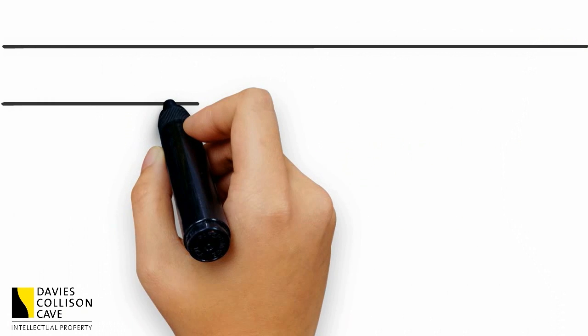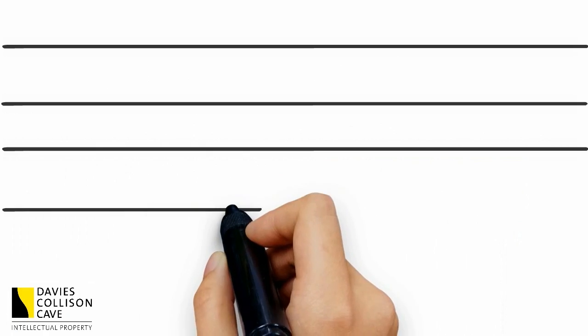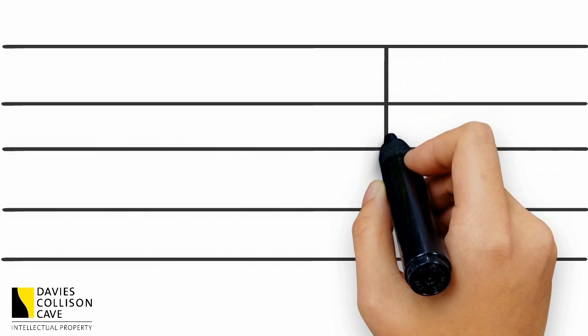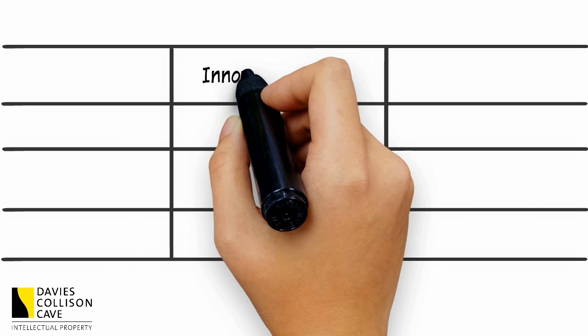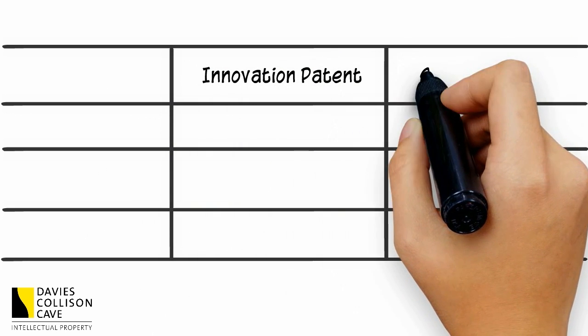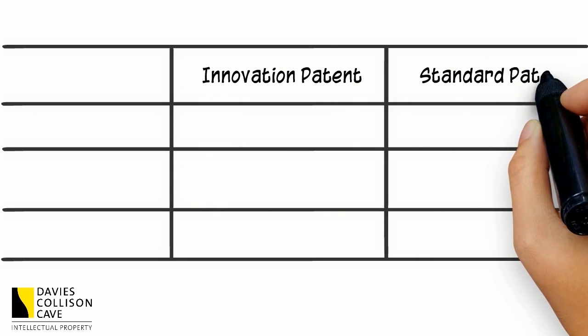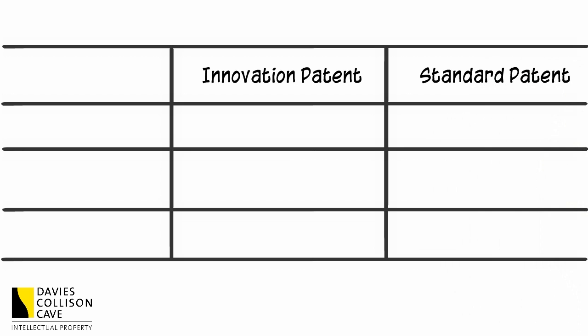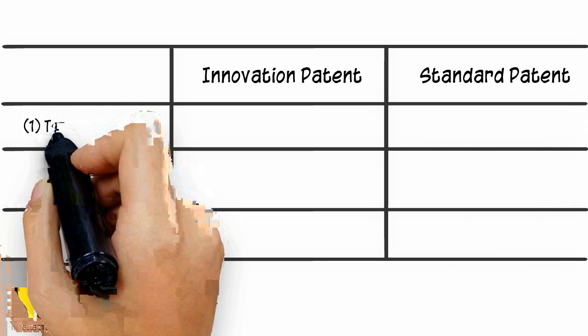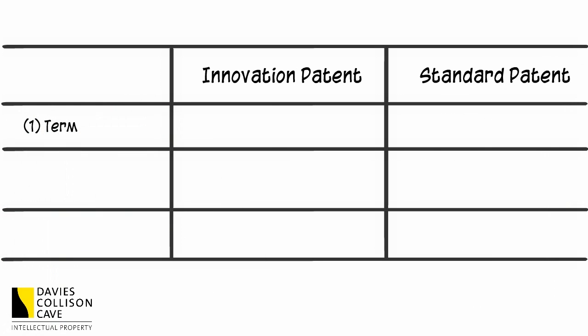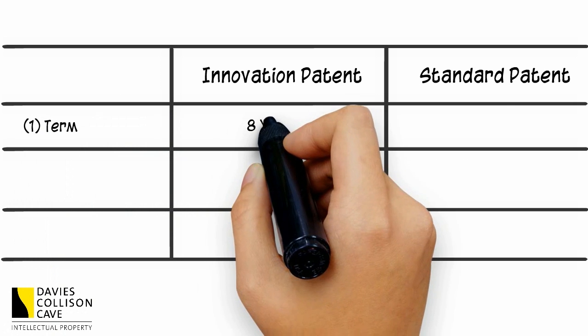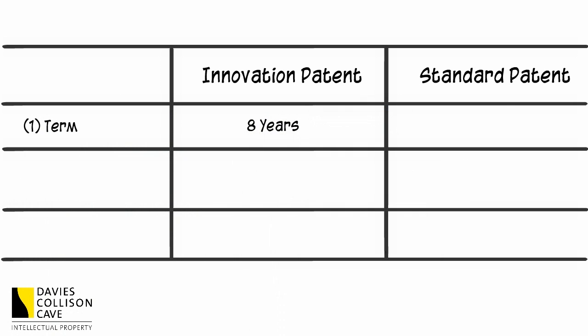Now, let's have a look at the comparison. There are many differences between the innovation patent and the standard patent. For simplicity, I'll just talk about the three major ones at first instance. The first major difference is in the term or length of protection available. The innovation patent will give you 8 years of protection for your invention, whilst the standard patent will provide you with 20 years of protection.